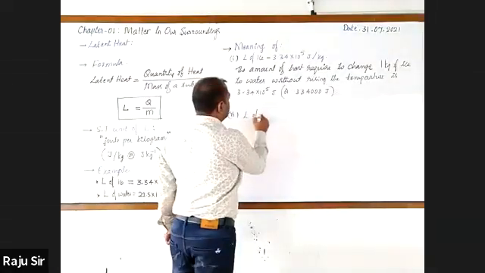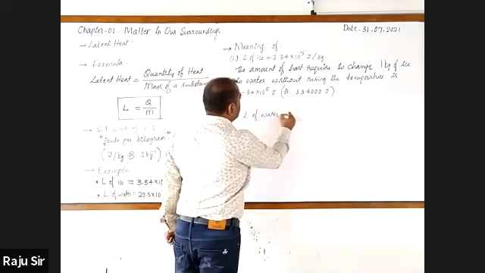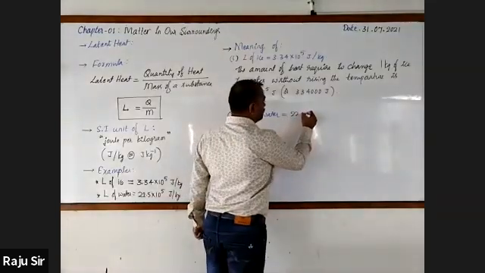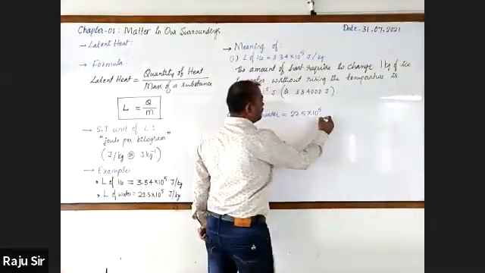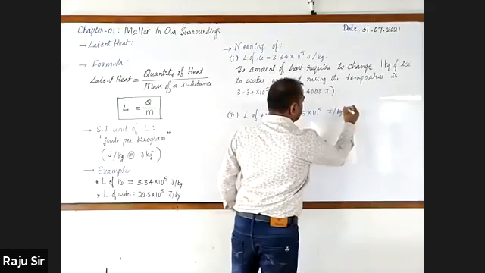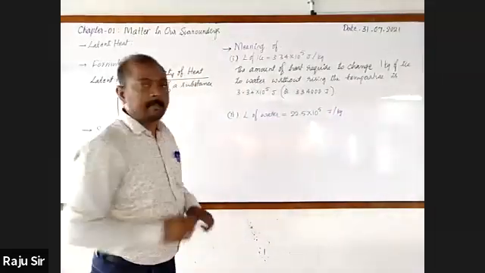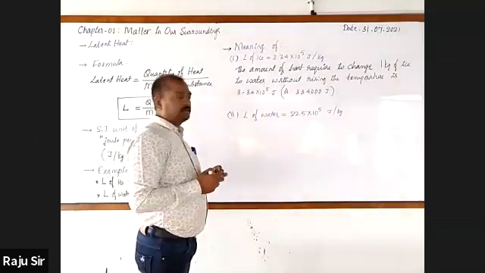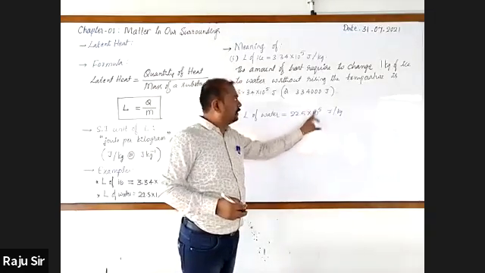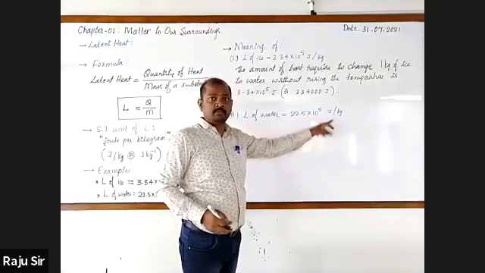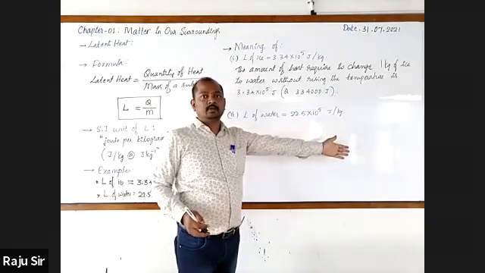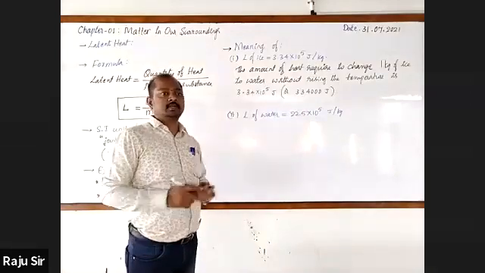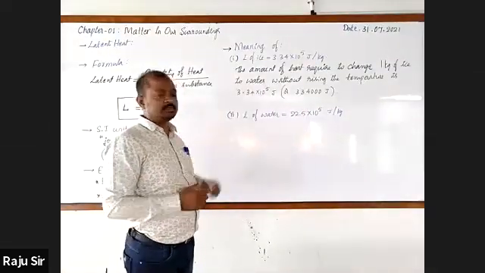Latent heat of water is 22.5 into 10 raised to the power 5 joule per kilogram. It means you can also write like this: 22.5 into 10 raised to the power 5 joules of heat is required to change 1 kg of water to steam without rising its temperature. Both the ways it can be done.